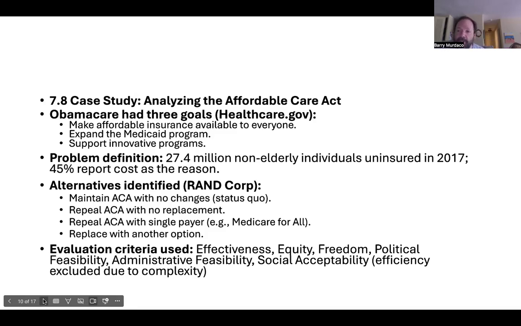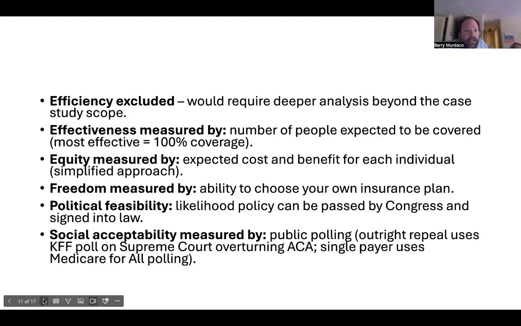And so they're now going to go through each of these alternatives and again evaluate them according to the criteria that they used before, which is again included here. So they qualify to some extent. They say efficiency is excluded, which they argue would require deeper analysis beyond the case study scope. Effectiveness is measured by number of people expected to be covered. Obviously, the most effective then would be 100% of people covered.